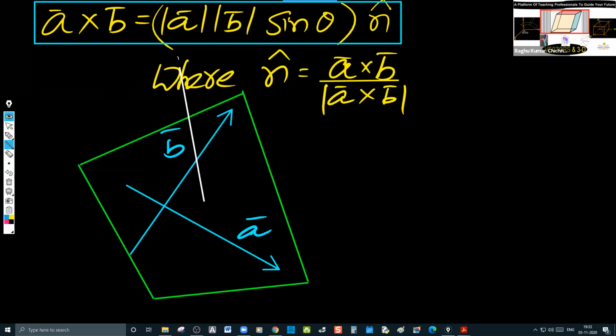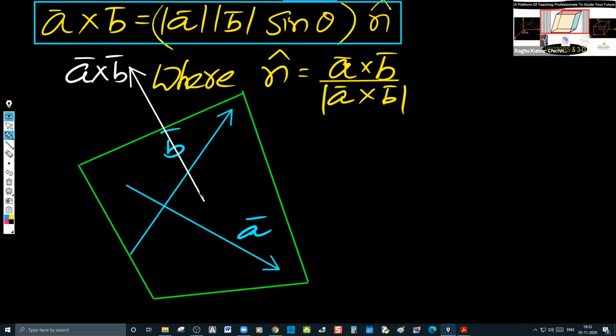Now, please confirm whether you know this or not, because it is a very, very basic point you must know to solve all the problems. This is A bar cross B bar. The angle between these two is always 90 degrees. This is what you have to understand. Okay. Now, what is the geometrical meaning or geometrical interpretation of A bar cross B bar?